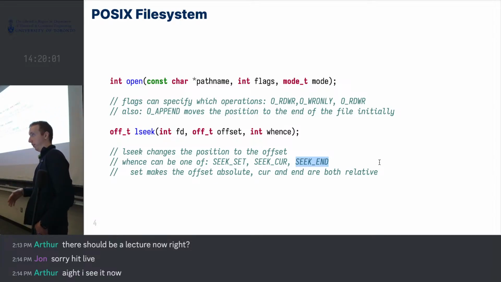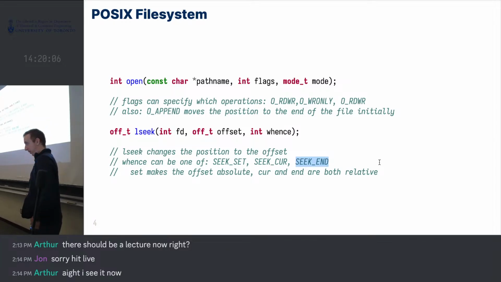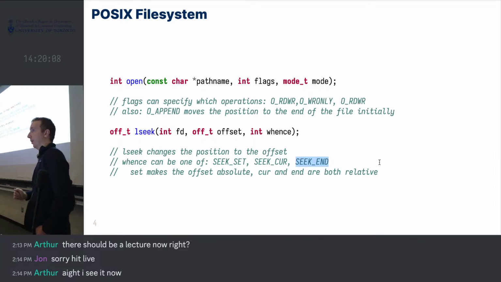So if I want to just go to the very end of the file, I could go to seek end and an offset of 0. So it takes me right to the end of the file. So any questions about this?